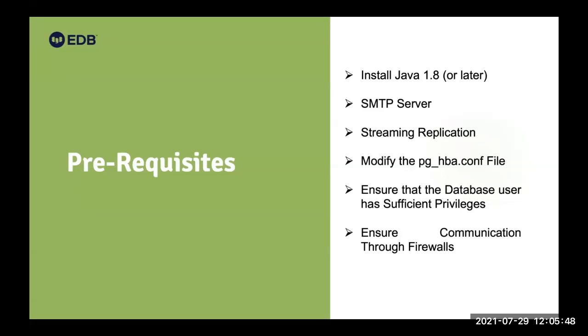Ensure that the database user has sufficient privileges. The database user used for EFM should have sufficient privileges to invoke monitoring and management functions on behalf of Failover Manager. However, if you are using superuser, you are not required to be concerned about this. Ensure communication through firewall. If a Linux firewall is enabled on the host of a Failover Manager node, you may need to add rules to the firewall configuration that allow TCP communication between the Failover Manager processes in the cluster.